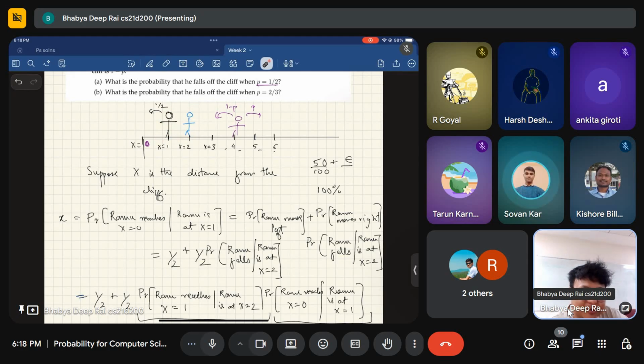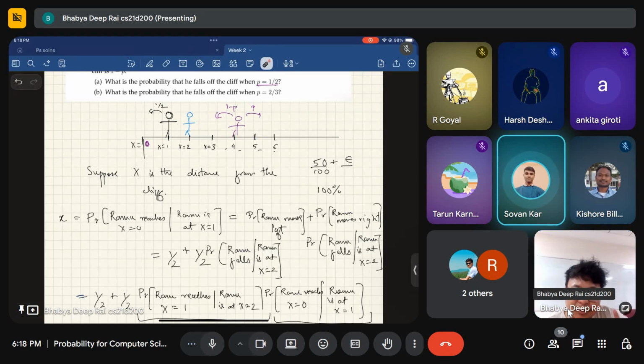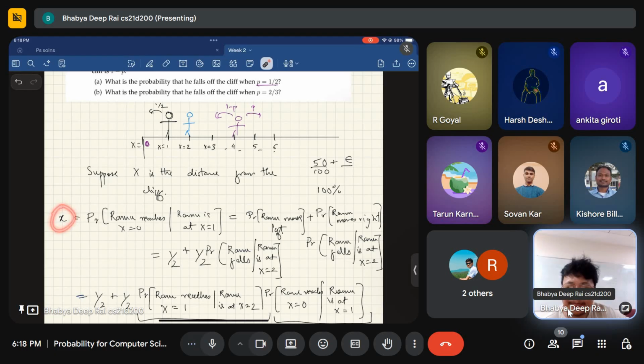Sir, the same as the falling probability, like half. Exactly. Oh, wait, what did you say? The falling probability, which is? No, sir. Like if he is at x equals 1, the probability that he will reach x equals 0 is the same probability, which is x, right?